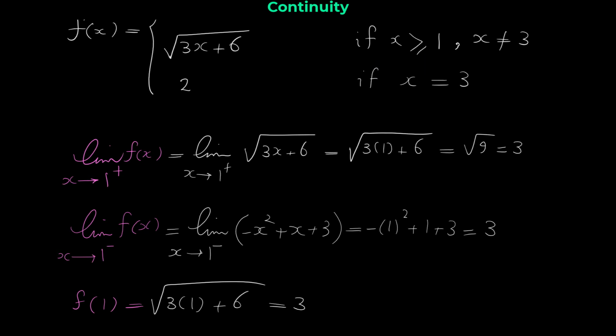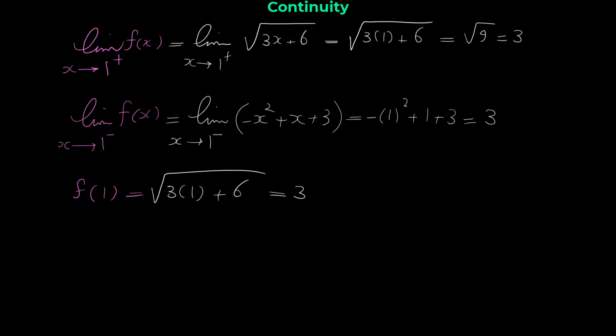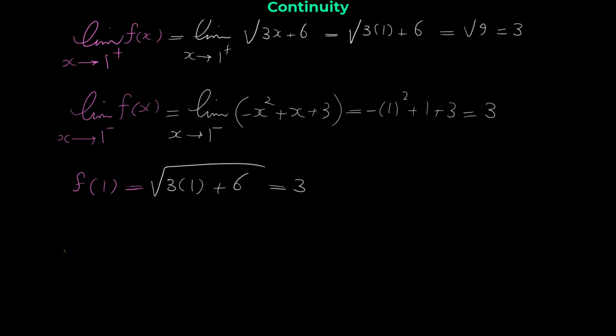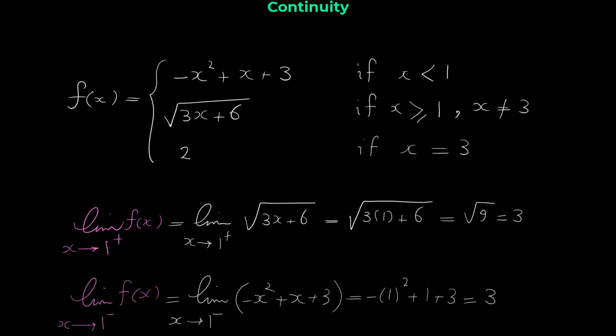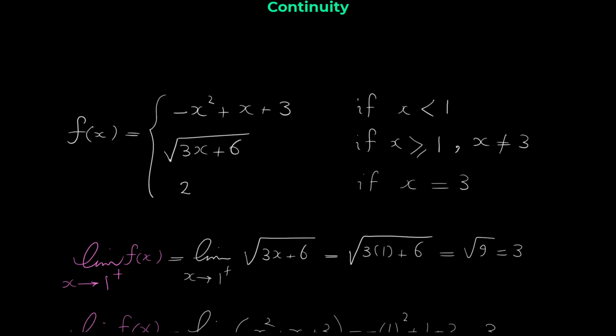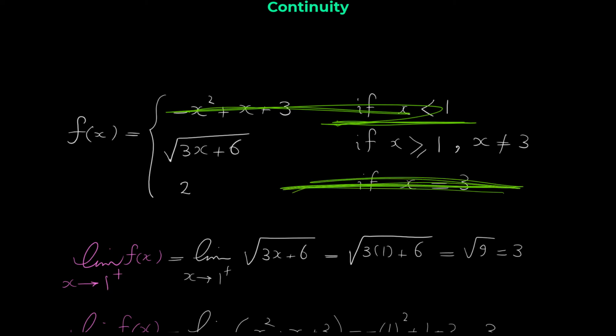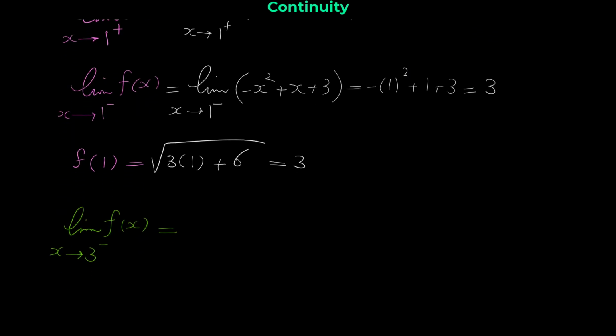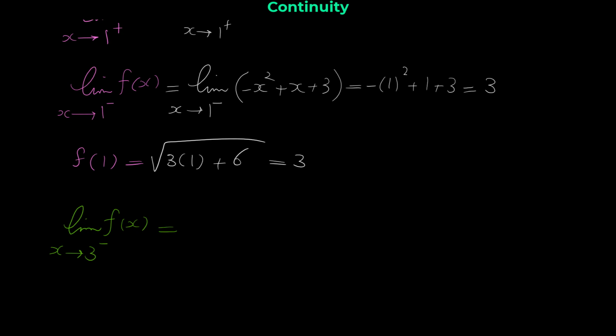Next, we are asked to find the limit of the function f of x when x approaches 3 from the left. Look at these equations and figure out which equation we have to use. This equation is only for x less than 1, so forget this. This equation is only when x is equal to 3. But here x approaches 3 from the left, so it is less than 3.